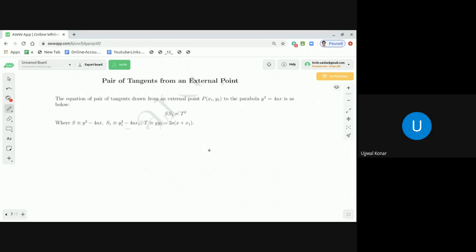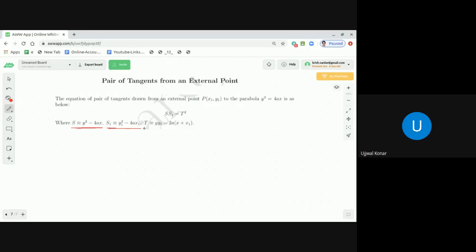The equation of the pair of tangents drawn from an external point P x1 comma y1 to the parabola y square equal to 4ax is as below. S1 is equal to T square. Dear students, what is S? S is the expression y square minus 4ax. And what is S1? S1 is nothing but the value of the expression, just replacing y by y1 and x by x1 in S. That is, S1 is y1 square minus 4ax1.